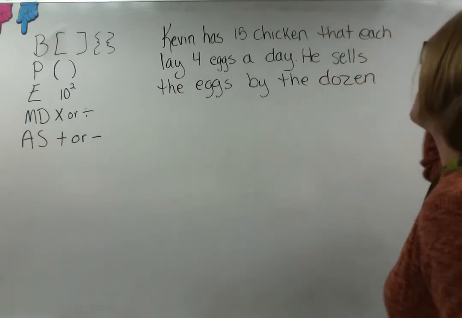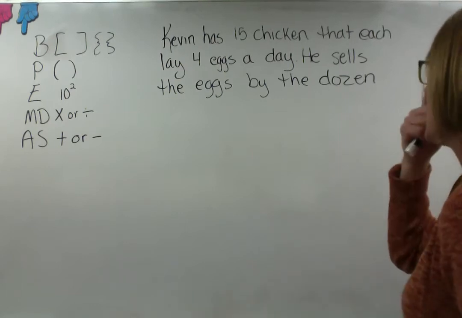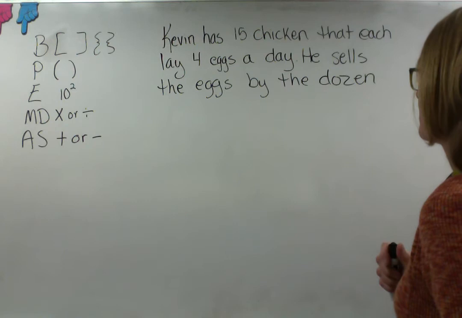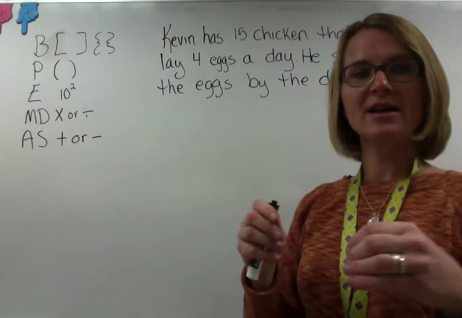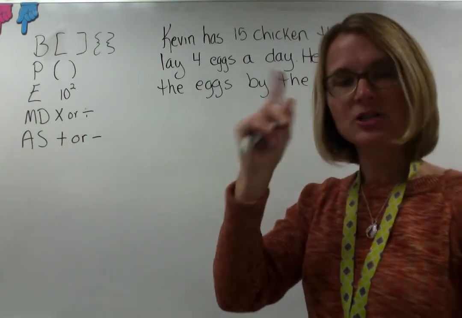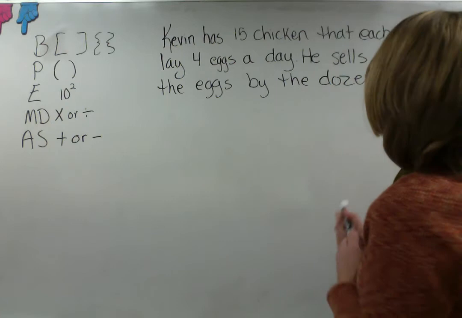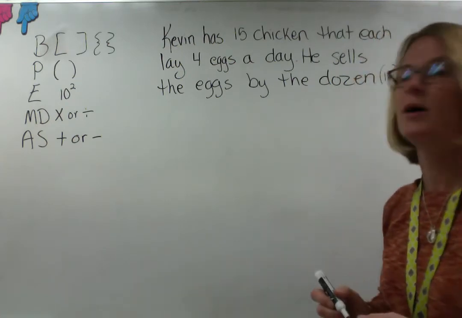Let's look here. Kevin has 15 chickens that each lay 4 eggs a day. He sells the eggs by the dozen. Okay. So that means that he's going to take whatever eggs he has and put them in containers of a dozen. So I've got background knowledge here. A dozen is 12. So I'm going to put in parentheses here, I'll put 12 to remind myself that a dozen is 12.